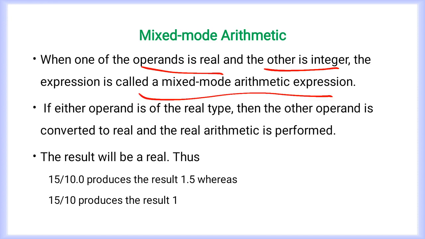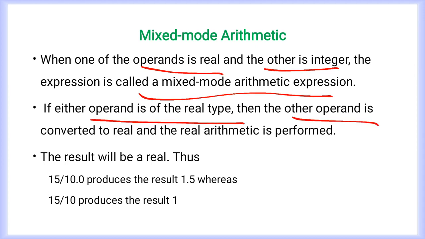We saw two before this, integer arithmetic and real arithmetic. In integer arithmetic everything is an integer, and in real arithmetic everything is a decimal value. Mixed mode means a combination of one integer and the other floating point or real value. This combination we call mixed mode arithmetic. One operand is real and the other operand is an integer.